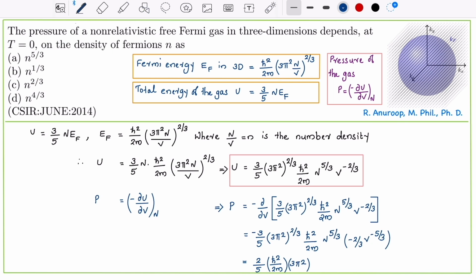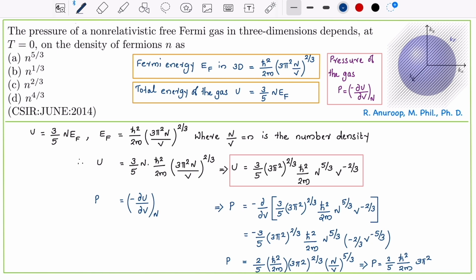Now let us club N raised to 5 by 3 and V raised to minus 5 by 3 as N by V raised to 5 by 3. We have N by V is equal to small n, that is the density of fermion. So our expression for pressure becomes P is equal to 2 by 5 ħ² by 2m, then (3π²) raised to 2 by 3.